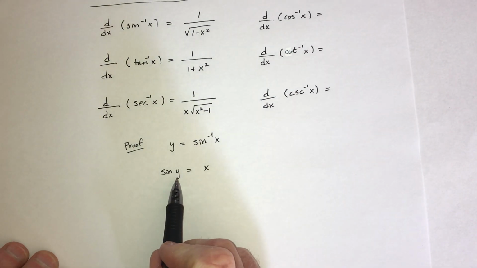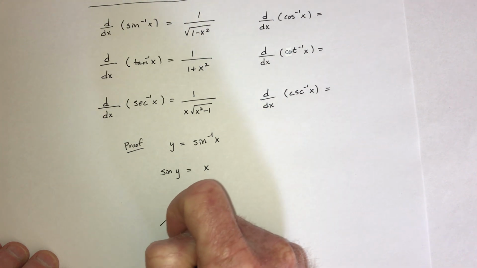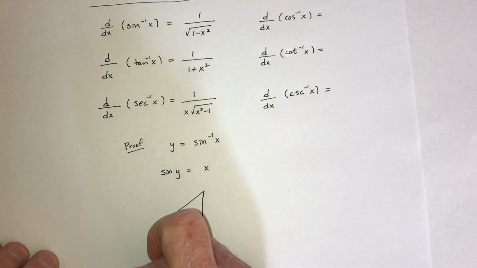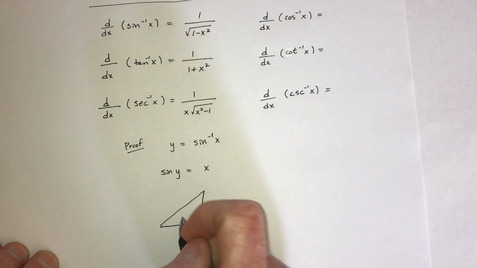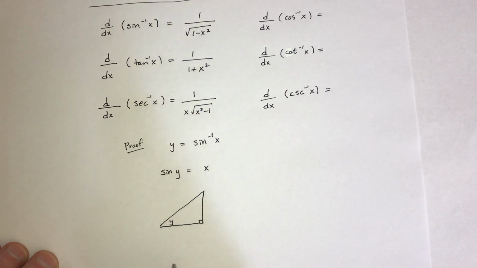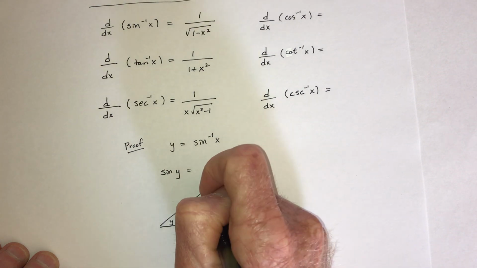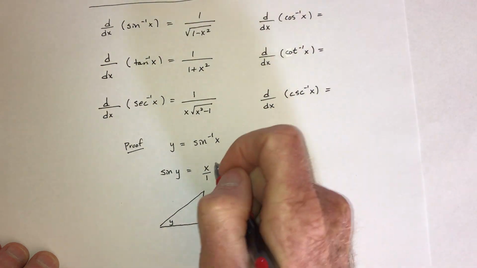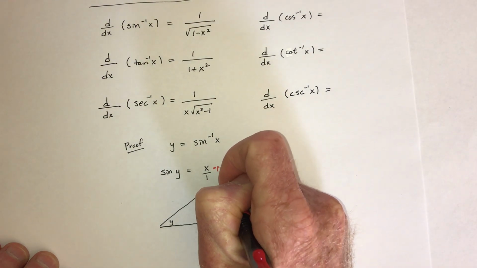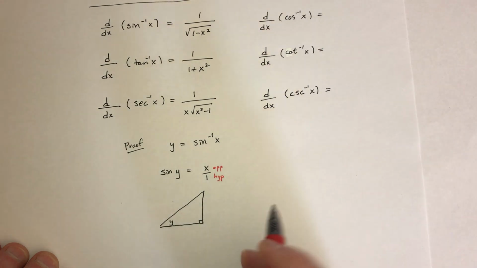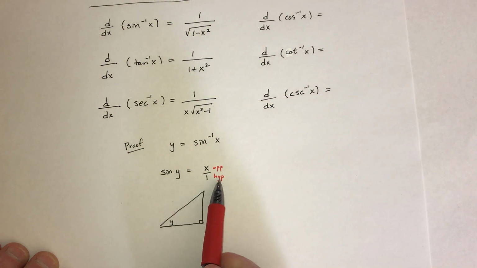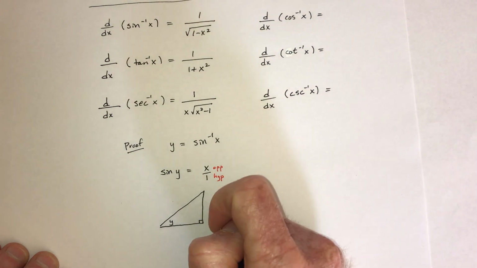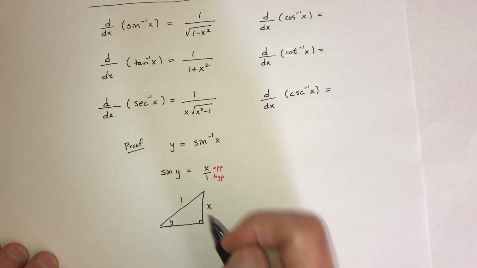If it's saying sine of y, that means that y is equal to an angle. And you could then draw a right triangle, say this is the angle y, and sine of y, well, sine is opposite over hypotenuse. This could actually be written as a fraction, namely x over 1. Which means since sine is opposite over hypotenuse, the opposite side is x, the hypotenuse is 1. So this is the opposite, this is the hypotenuse.